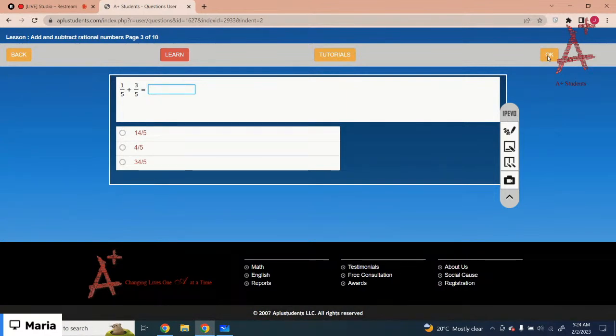Okay, the next one is 1 over 5 plus 3 over 5. So again, they have the same denominators. Simply add their numerators. So it would be 3 plus 1. 3 plus 1 is 4 over 5. So the correct option is 4 over 5.